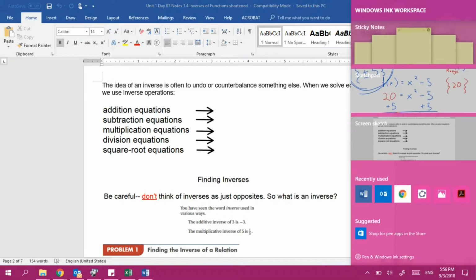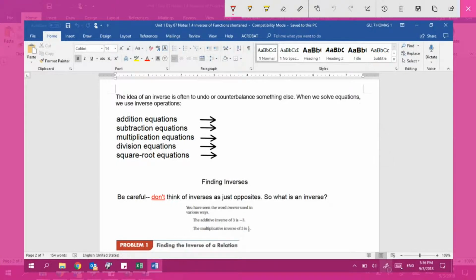What's the inverse operation of addition? That'd be subtraction. What's the inverse operation of subtraction? That's going to be addition. What's the inverse operation of multiplication? That's going to be division. What's the inverse operation of division? Multiplication. And then finally, what's the inverse, the opposite, of square root? If the square root, we would take the square. So we'd use the little exponent. Bam, like that.